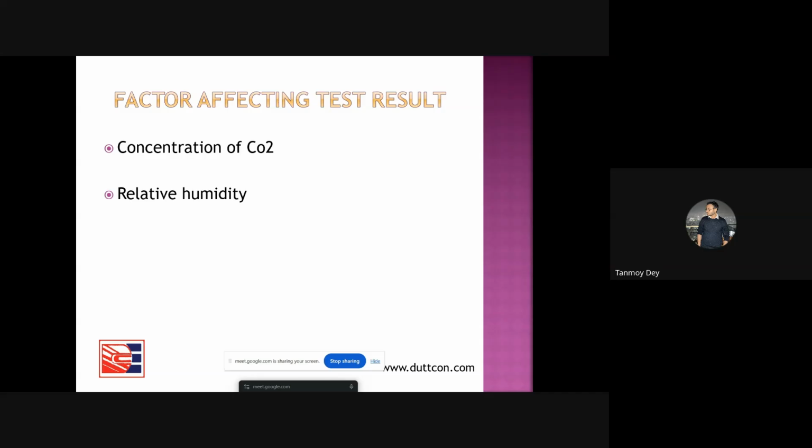If in a chemical plant where CO2 generation is more, the concentration of CO2 is more, obviously carbonation will be more. Humidity also affects it. Humidity, this oxygen, the water will attract CO2. That will create H2CO3. The carbonation rate will be more. Next.